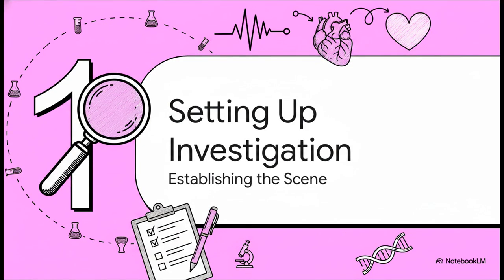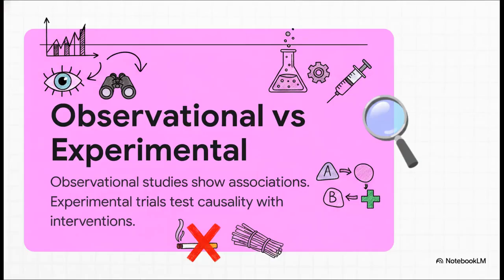All right, Section 1, setting up the investigation, establishing the scene. Okay, so before we can evaluate any evidence, we have to know exactly what kind of scene we're walking into. The fundamental divide in all clinical research really comes down to one simple question: are we just watching or are we intervening? In observational studies, we simply observe associations without doing any intervening. We're just recording what naturally happens.